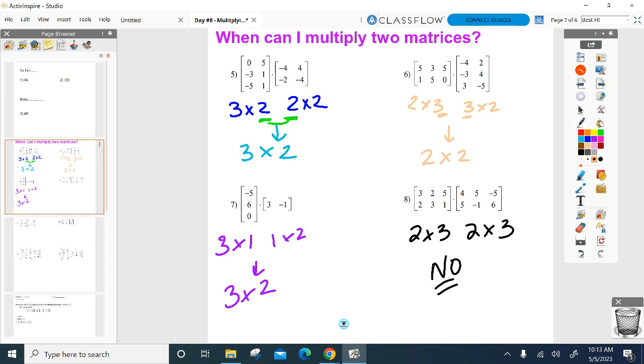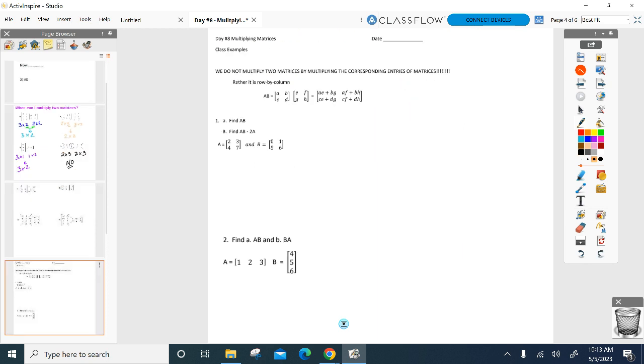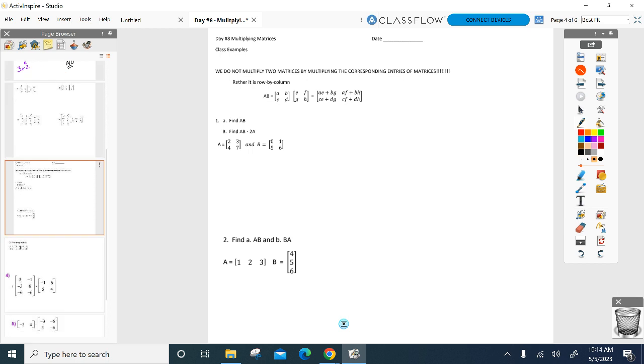The inside numbers, or the rows have to match the columns, or the columns have to match the rows, or just, again, make sure those 2 inside numbers match. Ready to multiply now? How do I get all these size matrices together? All right, let's do it. Let's go to your packet. Let's take a look at number 1.